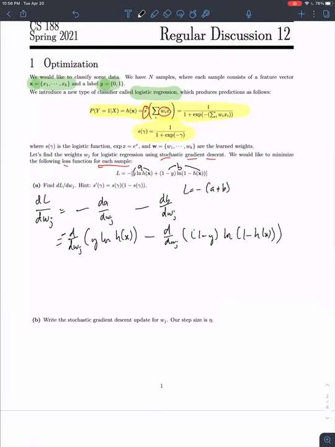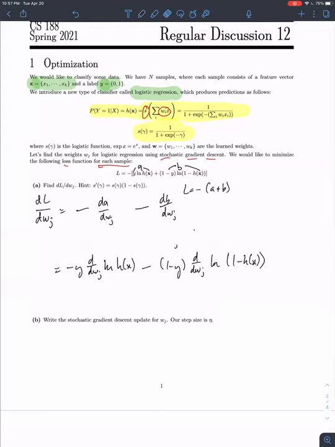Okay, so what's that equal to? The y's don't depend on the h's. So that's negative y d dwj log h of x minus 1 minus y d dwj log 1 minus h of x. We don't have that much room, so I'll just move this all up. We don't need the A's and B's anymore.